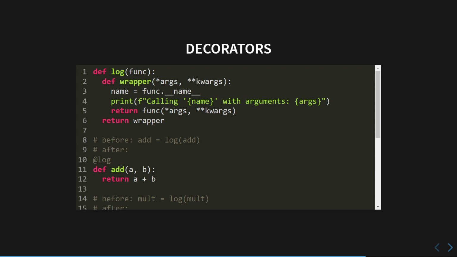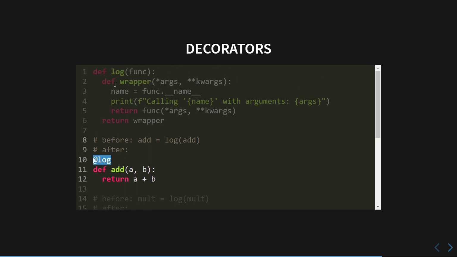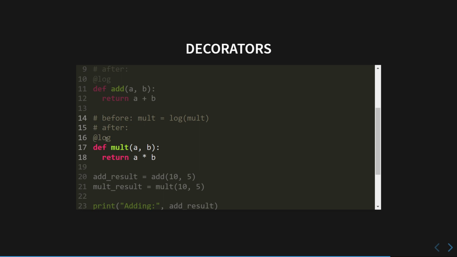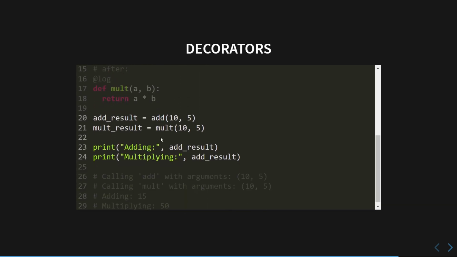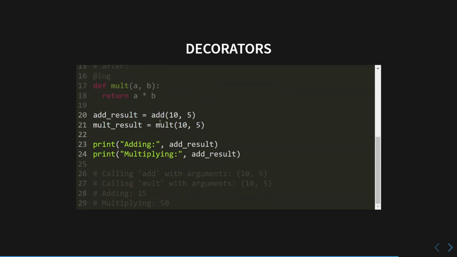So if we look at this log function, it's the exact same function as before, except now instead of doing add equals log add, we just add a little decorator that says, wrap this add function with the log. And the same for mult. We just add this little decorator above it. And now whenever we call add, it'll automatically wrap it in this wrapper function. And it produces the exact same output as the example before.